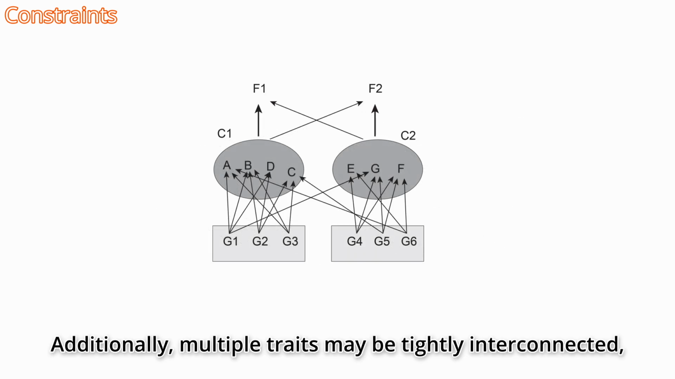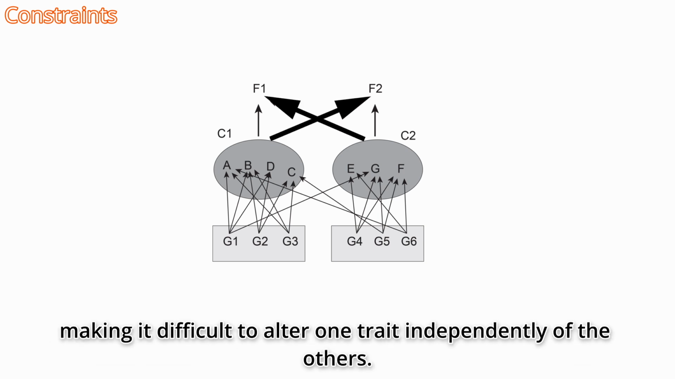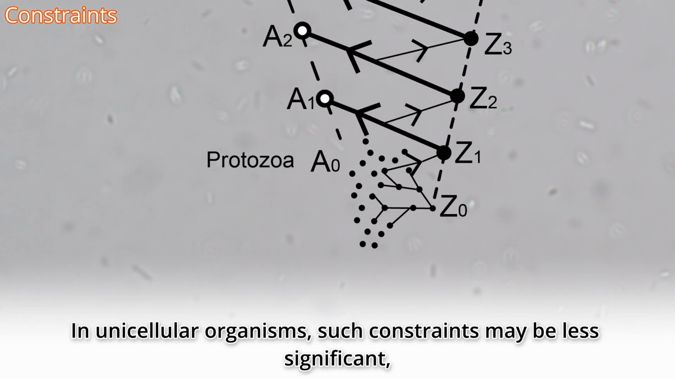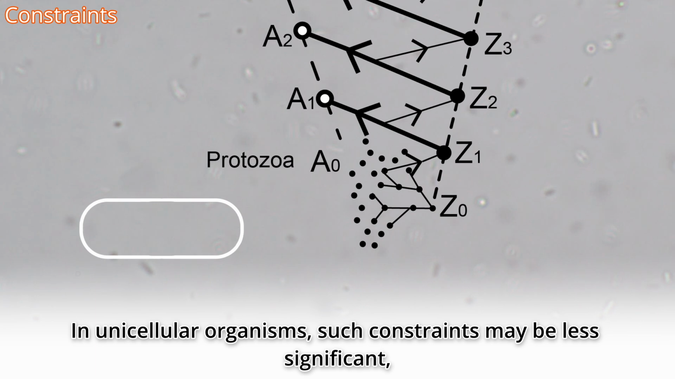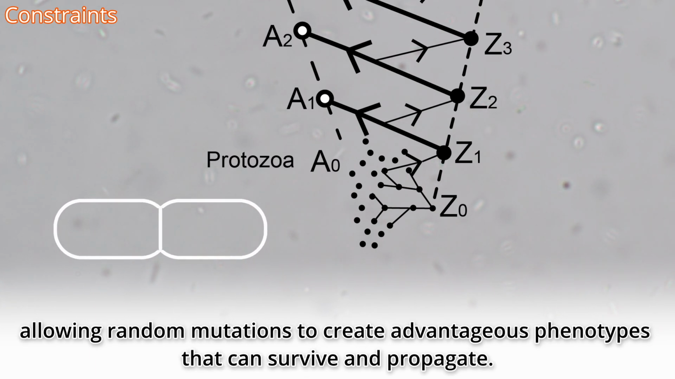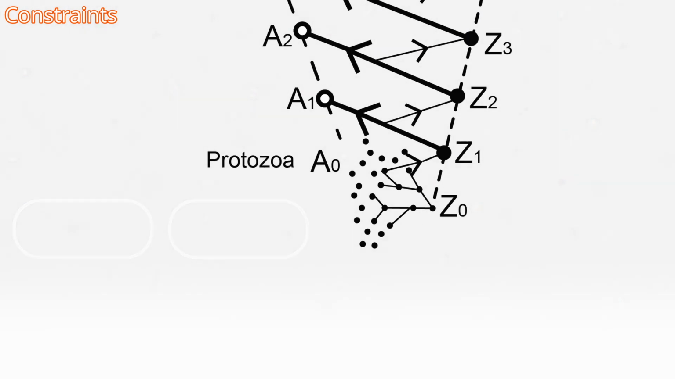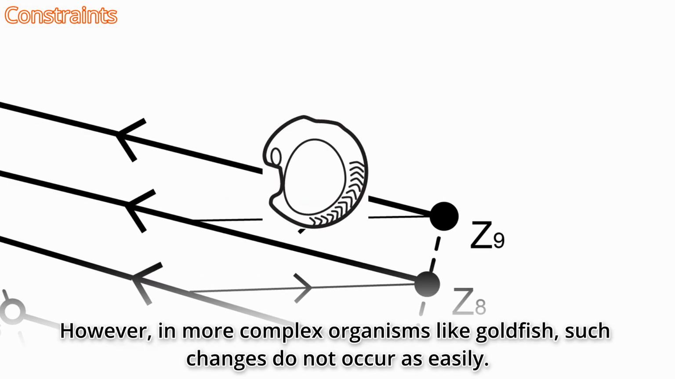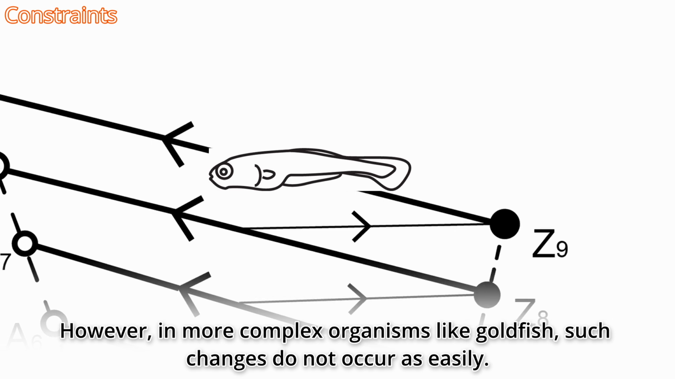Additionally, multiple traits may be tightly interconnected, making it difficult to alter one trait independently of the others. In unicellular organisms, such a constraint may be less significant, allowing random mutations to create advantageous phenotypes that can survive and propagate. However, in more complex organisms like goldfish, such changes do not occur as easily.